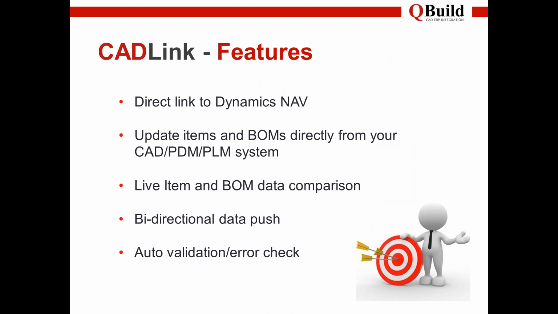So to summarize the features of CADLink, it's a direct integration point-to-point between the CAD, PLM, or PDM system to Dynamics NAV. So there's no in-between step for CSV or Excel files. There's no data entry. It's really just a one-click process of being able to launch CADLink and then saving to push it into NAV. It's point-to-point integration. Updating items and BOMs directly from your CAD, PDM, and PLM system. So whatever data you have in that CAD, that'll be the same data we'll be using to push into the ERP. So no more of that double data entry or triple data entry step.